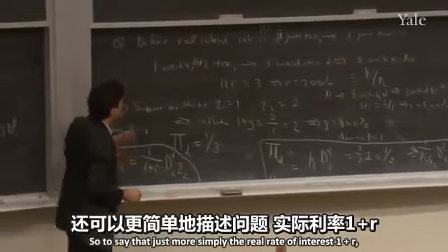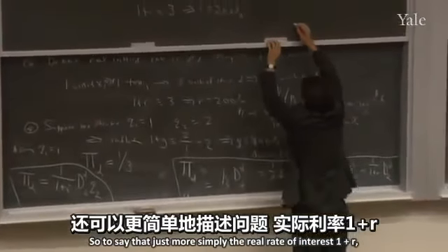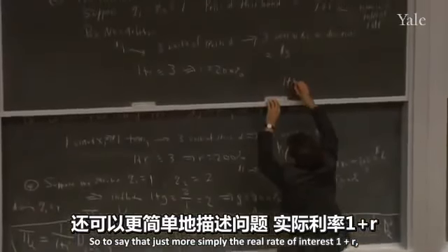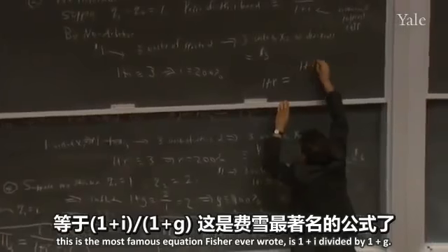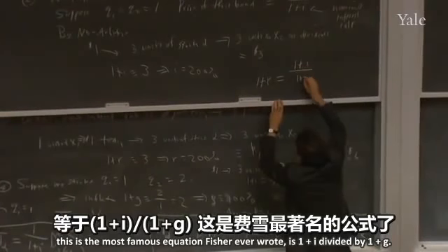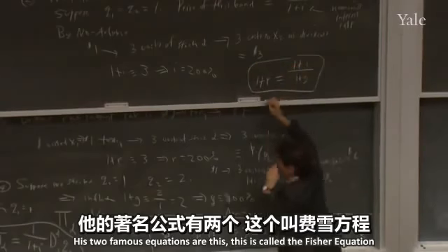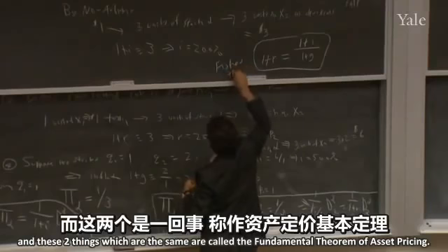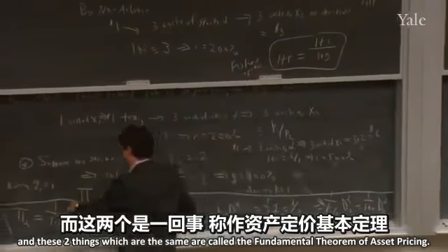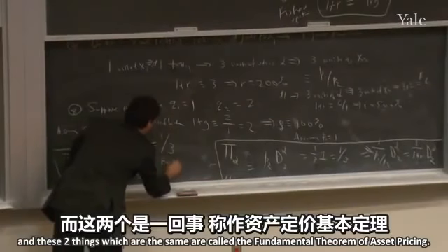To say that more simply, 1 plus R, the real rate of interest, is 1 plus I divided by 1 plus G. This is the most famous equation Fisher ever wrote, called the Fisher equation. Well, his two famous equations are this, the Fisher equation, and these two things, which are the same, called the fundamental theorem of asset pricing.